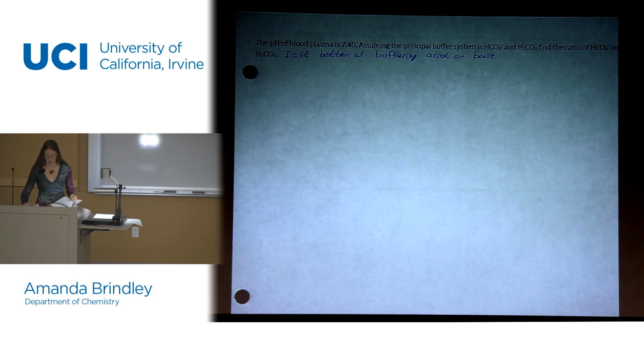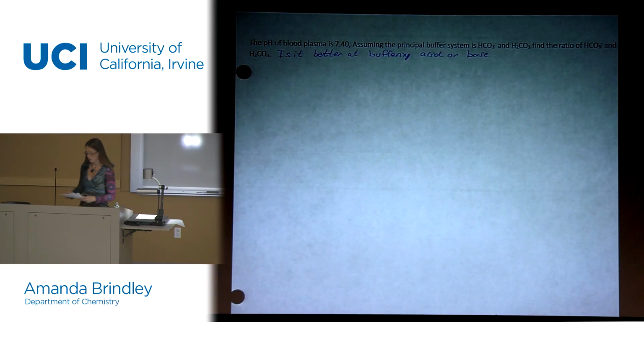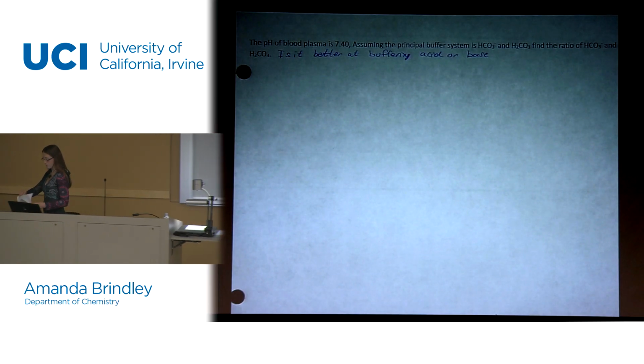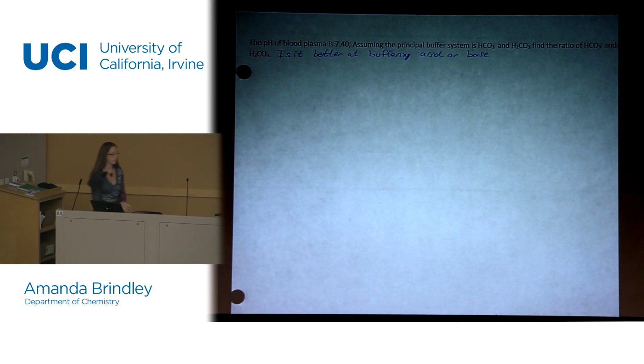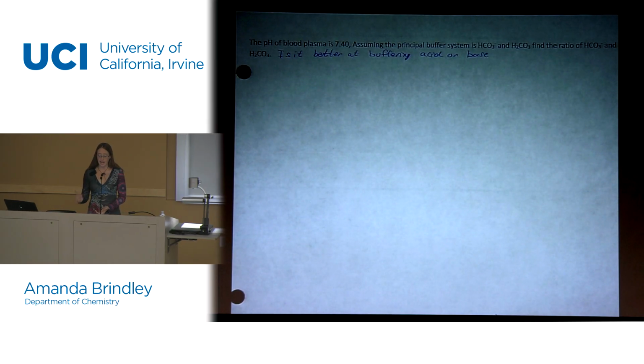So this is one where we are going to do that. We're using the blood buffer system again, just because that's what we've been using as our example. And I tell you the pH this time. And I ask you to find the ratio of the two components.